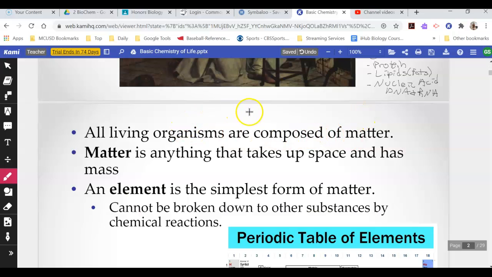So really what you want to do is, as you make your way through the PowerPoint, you should be looking on your note sheet and seeing what it's asking you to do. So the first two things they're asking you is to define matter and elements. So again, you're really looking at the information from the PowerPoint and then filling out your note sheet accordingly.